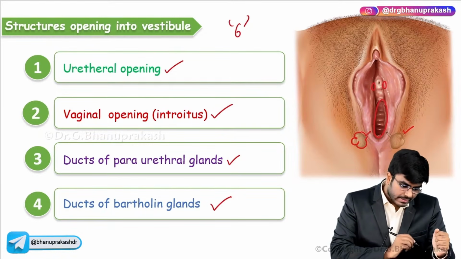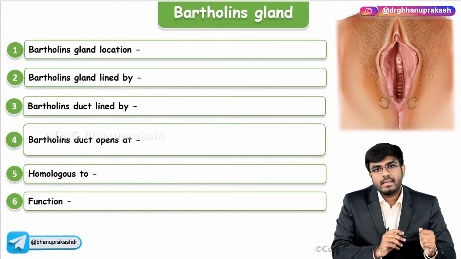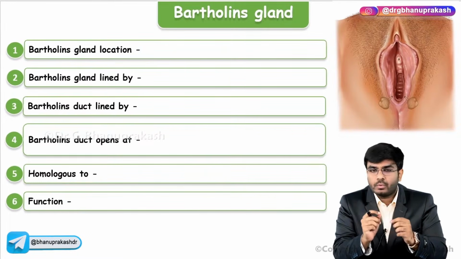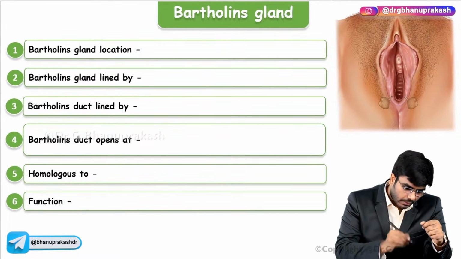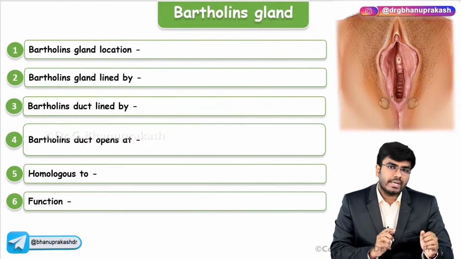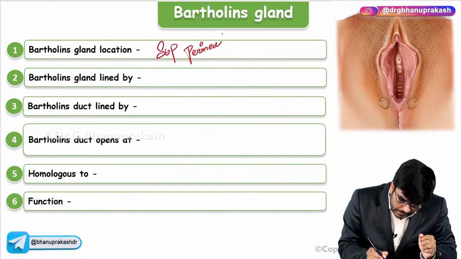Now guys, let's discuss some important points about Bartholin's gland. This is a very important point, and they will be asking you one MCQ from this topic. Now Bartholin's gland location, where exactly is this gland located? It is located in the superficial perineal pouch.